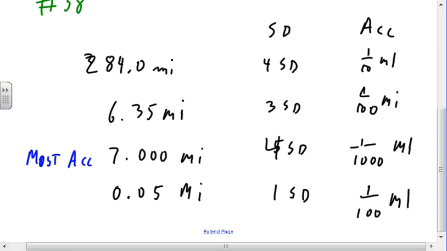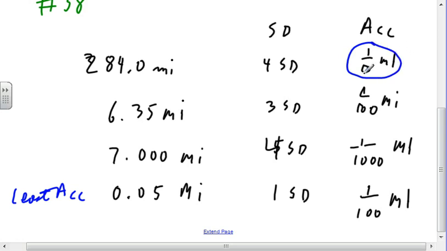Okay, obviously I'm reading the wrong instructions, so I'll read the right instructions. We're looking for the least accurate and the least precise. Okay, so the least accurate would be the guy with only 1 significant digit. And the least precise would be the guy that only gets to 1/10 of a mile.